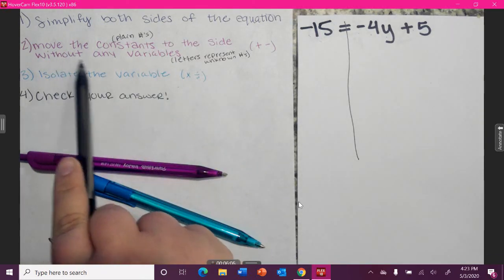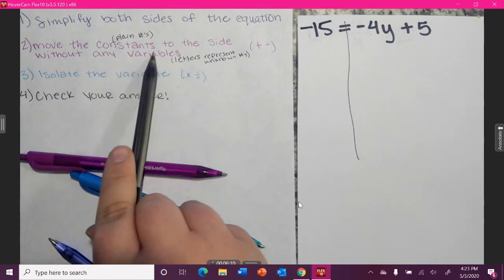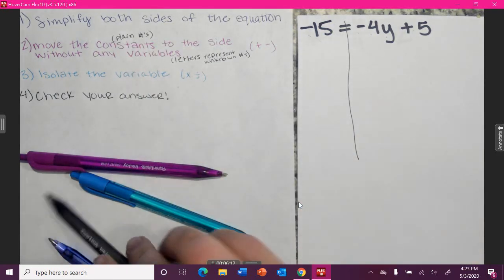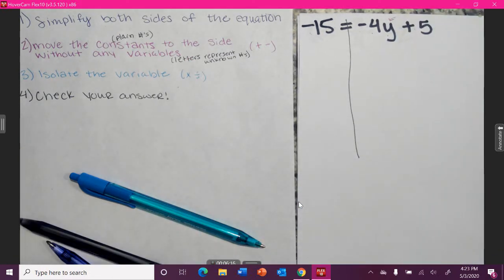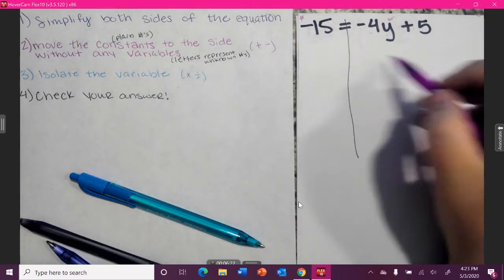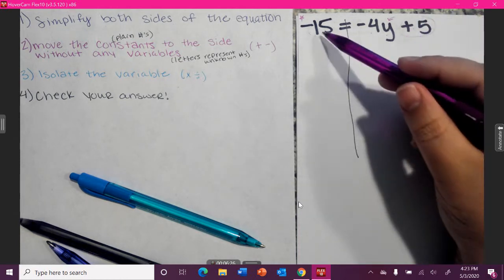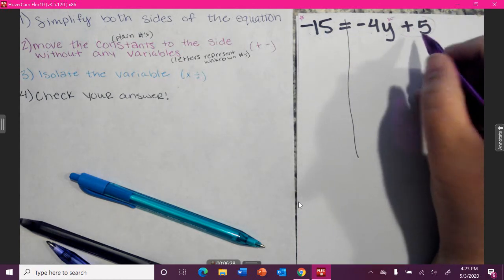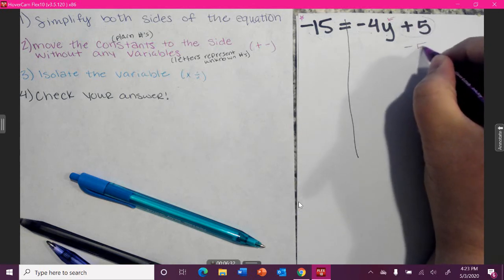The second step is to move the constants, that's our plain numbers, to the side without any variables. Our variable is on the right side this time, which means all of my constants should be moved to the left side. The constant on the right side is a plus 5, so I want to move it to the left side. To move it or undo it, it's a positive 5, we'll do the opposite, minus 5.